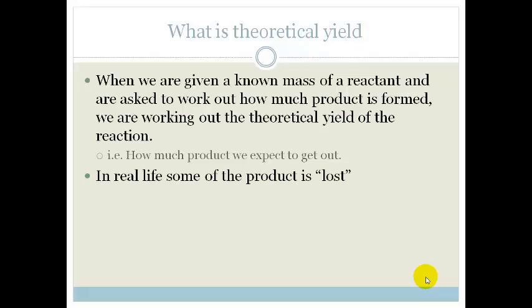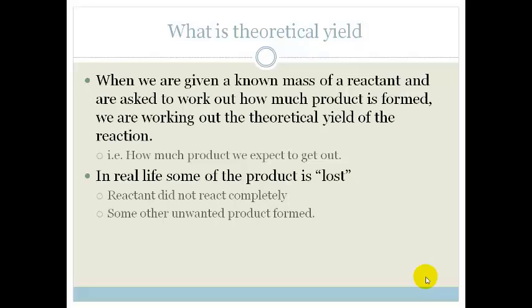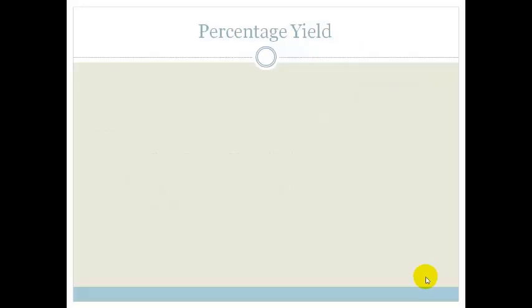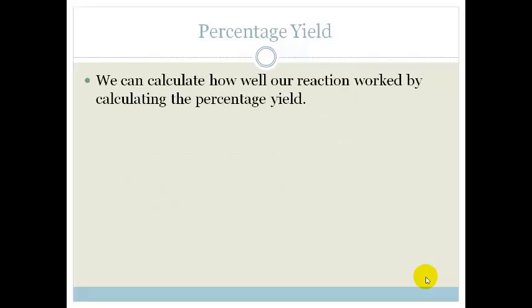In real life, some of the product is lost. And when I say lost, if you notice I put it in inverted commas, the reason is that we know that nothing is ever lost or gained in a reaction because mass is always conserved, the number of atoms is always conserved. But the product that we want might not all have formed because maybe not all the reactants reacted completely, or some other unwanted product formed because we did the reaction incorrectly, or maybe some of the reactants weren't pure.